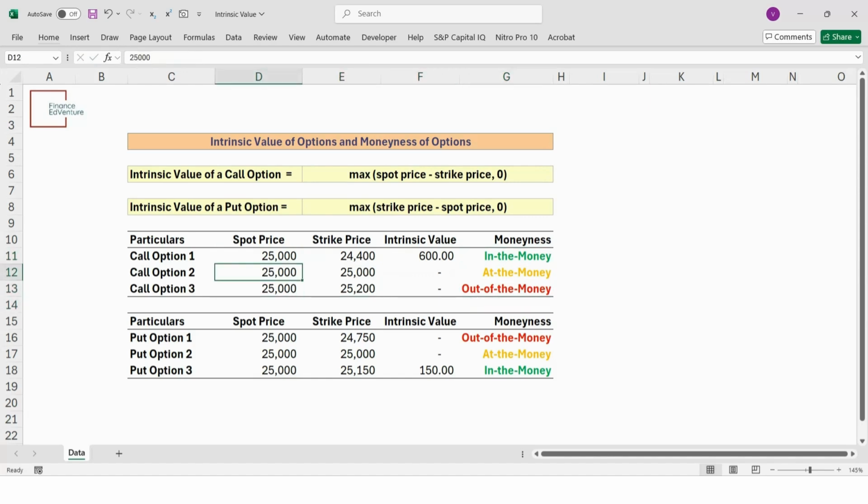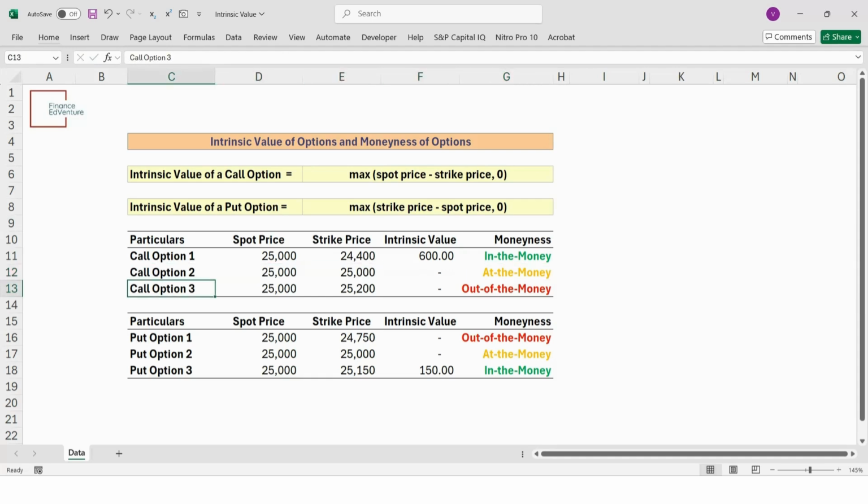Take option 2, 25,000 spot price, strike price 25,000, which means there is no profit, no loss. The intrinsic value is 0. The spot and strike both are the same, and such an option is called an at the money option.